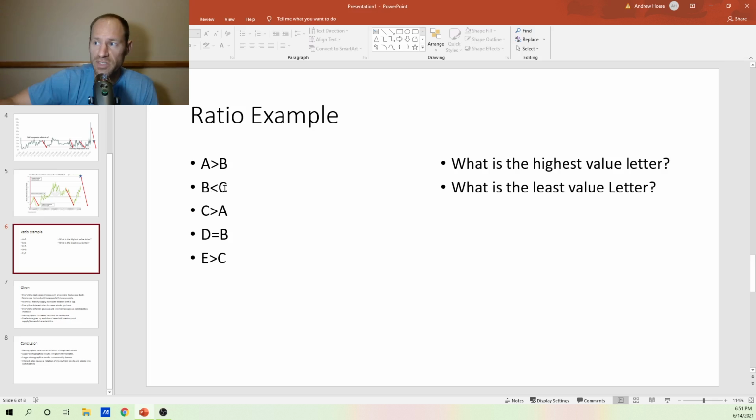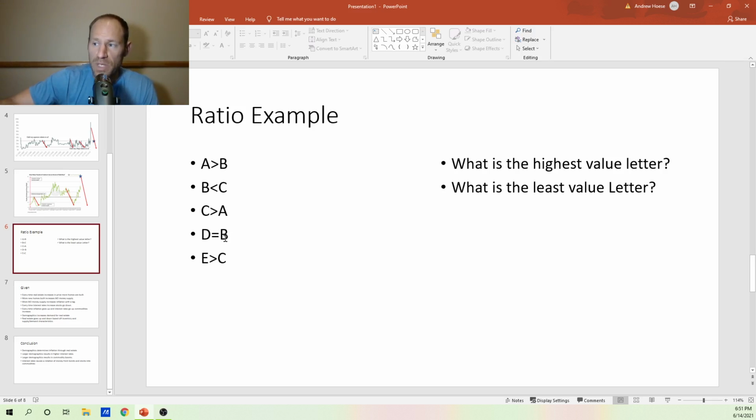If B is cheaper than C, that could mean that C is greater than A, or A could be greater than C, but we know that B is definitely cheaper than A and C. If C is greater than A, then we know that C is expensive to A, and B is really cheap because B is cheaper than A. So if C is more than A, and B is cheaper than C, and B is cheaper than A, B is by far the cheapest right now.